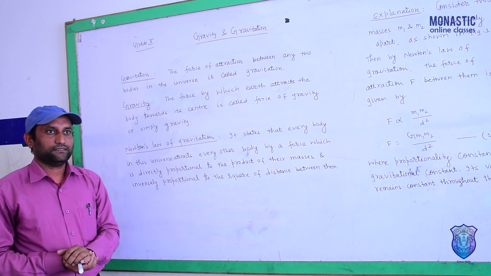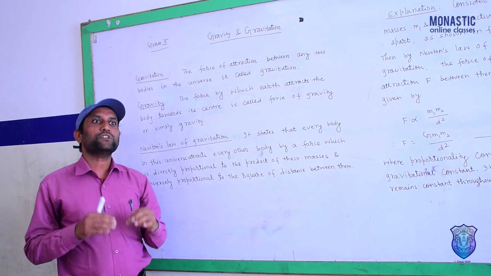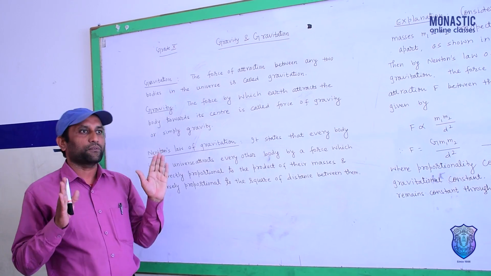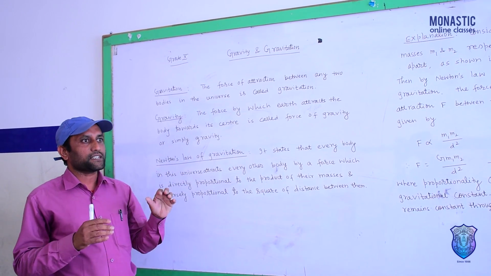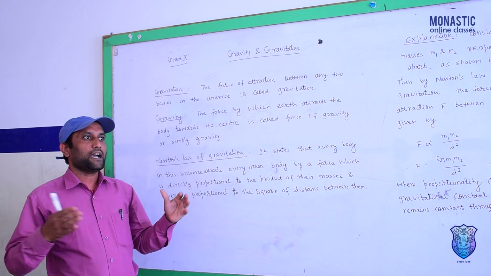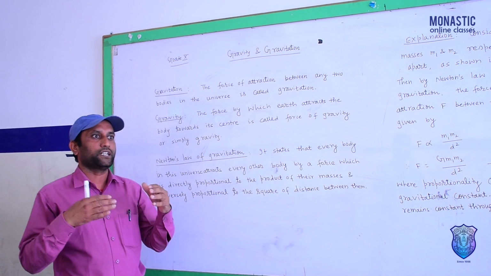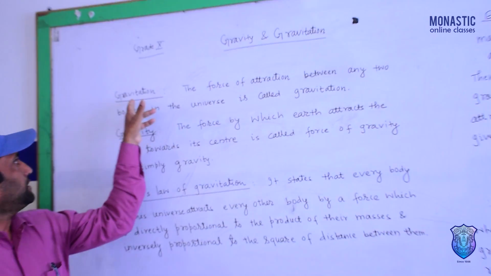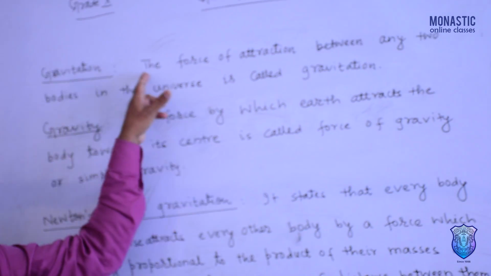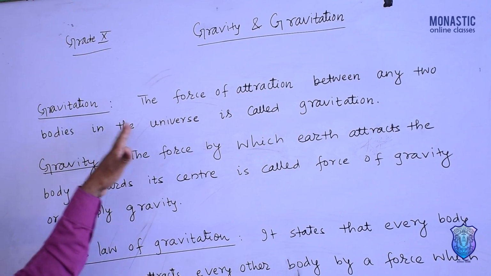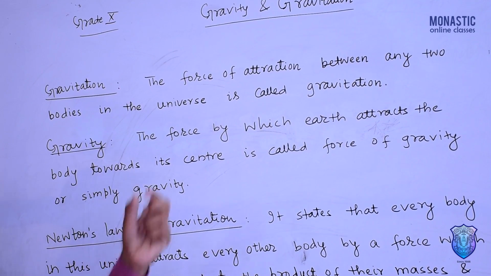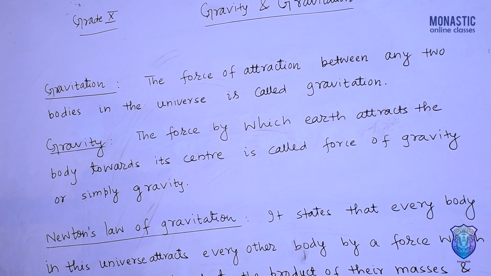Gravitation means what? Gravitation means the force of attraction between any two bodies in the universe is known as the force of gravitation. Force of attraction between any two bodies in the universe, either between Earth and Moon, or between any two small bodies, this is known as gravitation. So here, in your board, you can have: gravitation means the force of attraction between any two bodies in the universe is called gravitation.